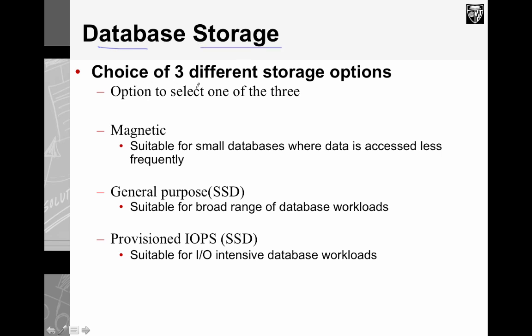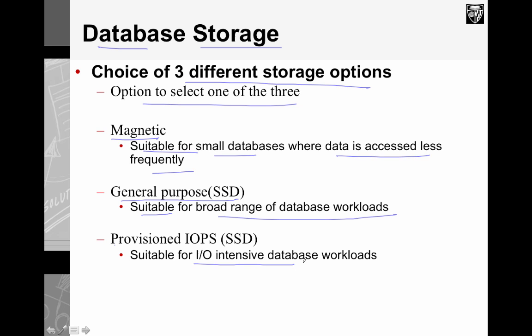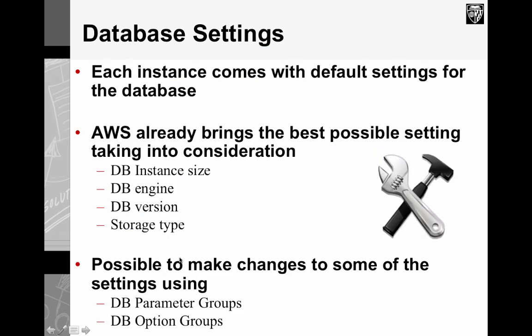Database storage. There are three different storage options, and you have the option to select one of the three. There is the magnetic storage. It is suitable for small databases where the data is accessed less frequently, great for dev environments. There is also general purpose SSD, which is suitable for a broad range of database workloads. It works fairly well across many different kinds of applications. But if you're looking for a database that has very high IO intensive needs, then you can go with provisioned IOPS SSD.